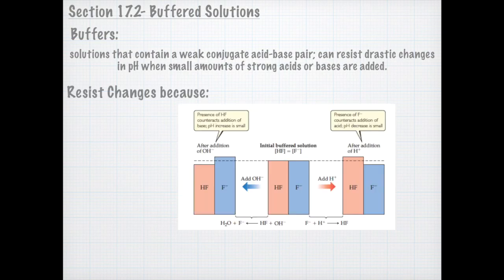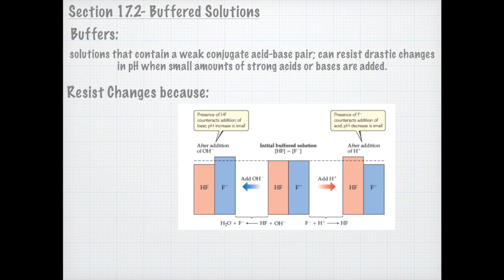Now, they resist change because if, for example, a strong base is added, so hydroxide ion is added, the weak acid, so in this case HF, is able to react with the hydroxide ion in order to produce water and fluoride ion. If you just had hydroxide in solution and it wasn't consumed, then that would severely increase the pH of the solution. But since we can increase the concentration of the fluoride ion, which is a weak base, that limits how much the pH is going to change.